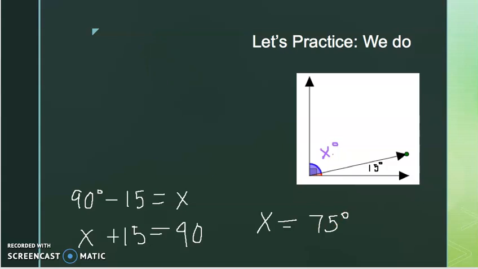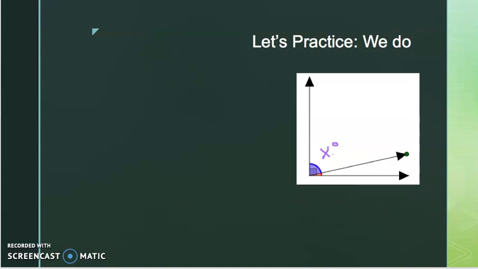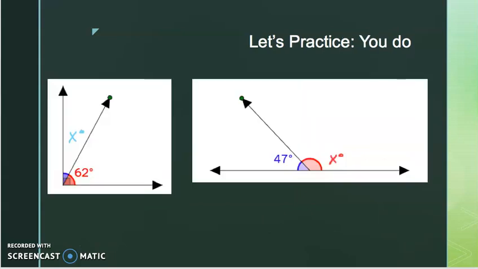All right, for the last part, now we're going to do a problem where you are going to do it. So take a look at these two problems. We have both types. We have a complementary and a supplementary. So write an equation for each problem and go ahead and solve for the missing angle. Hit play when you're ready to check.